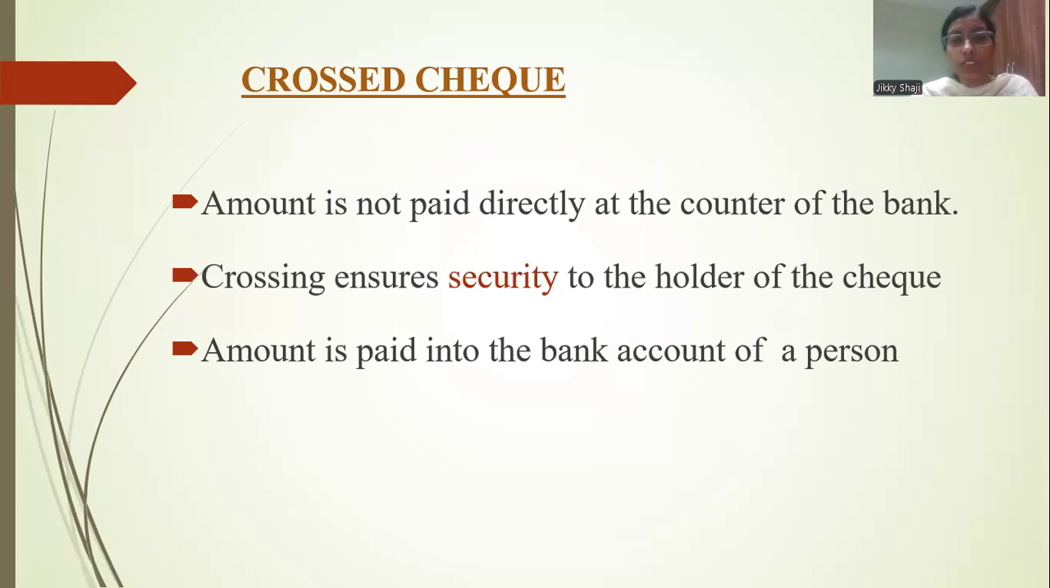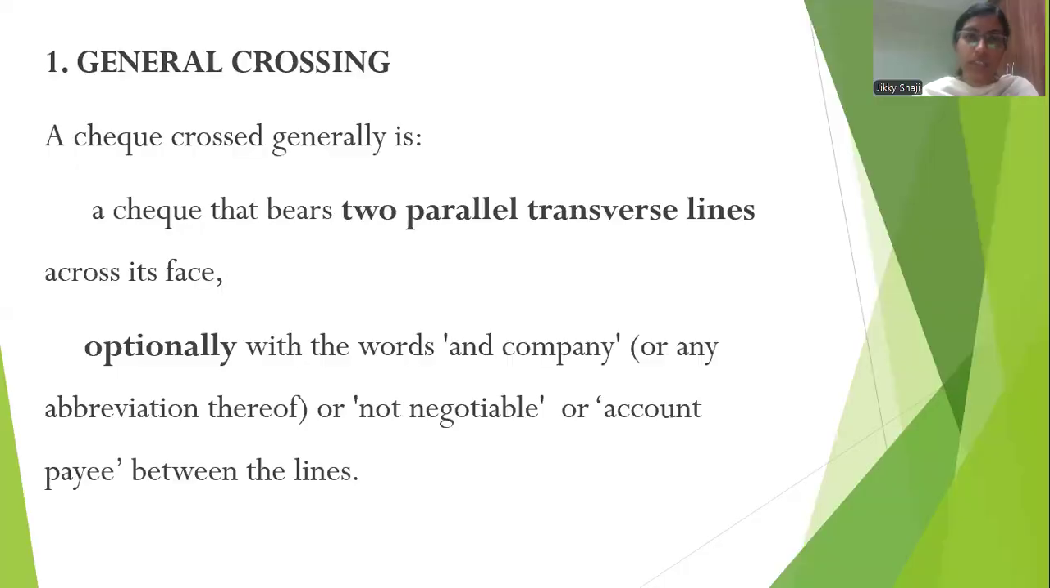In case of a crossed check, crossing ensures security to the holder of the check. In an open check, the amount can be collected directly by the holder from the counter of the bank. But in a crossed check, the amount is not paid directly at the counter of the bank. Instead, the amount is paid into the bank account of the person. So, a check is crossed because crossing ensures security to the holder of the check.